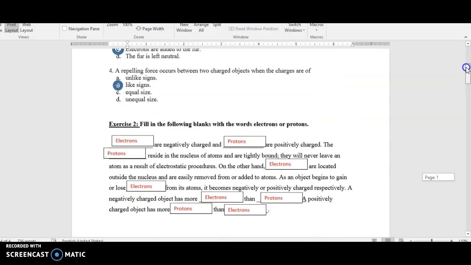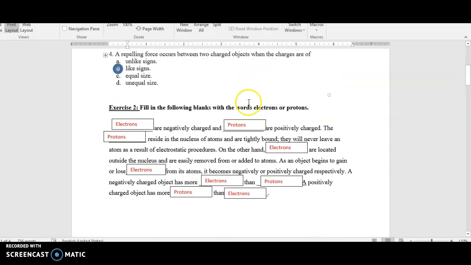For the second exercise, fill in the following blanks with the words electrons or protons. Electrons are negatively charged while protons are positively charged. The protons reside in the nucleus. That's why they cannot be lost or gained. That's why in the above exercise we said no. Sorry, we're going to talk about it.